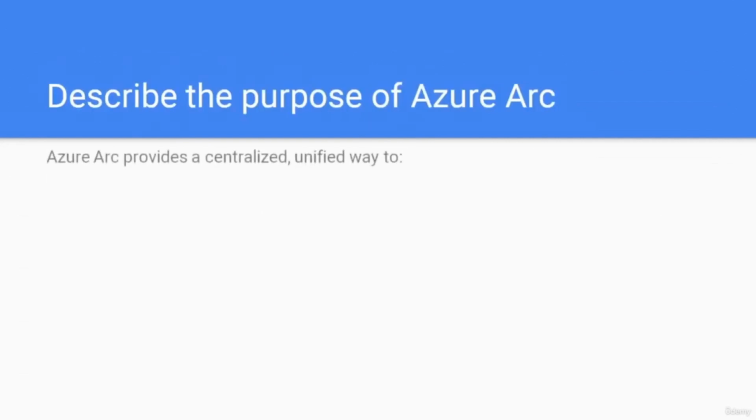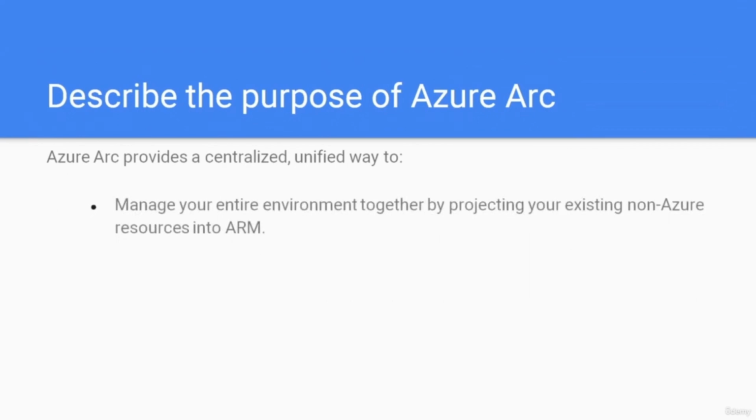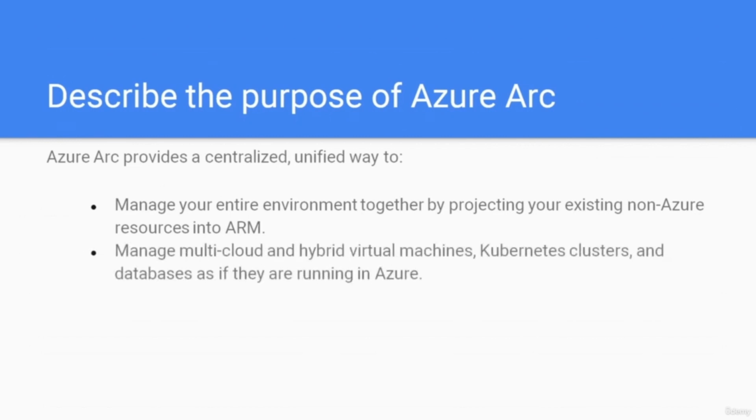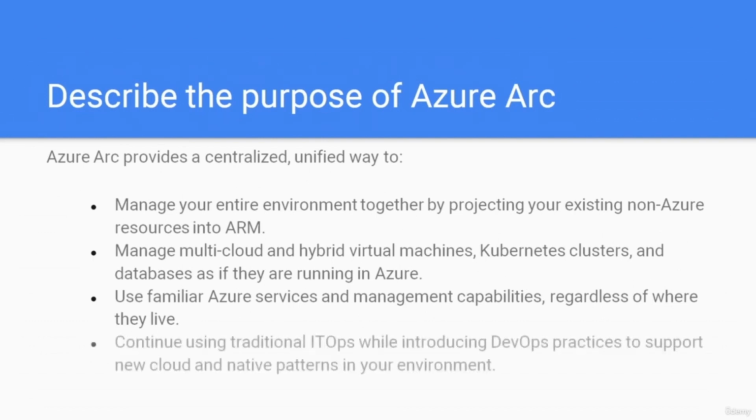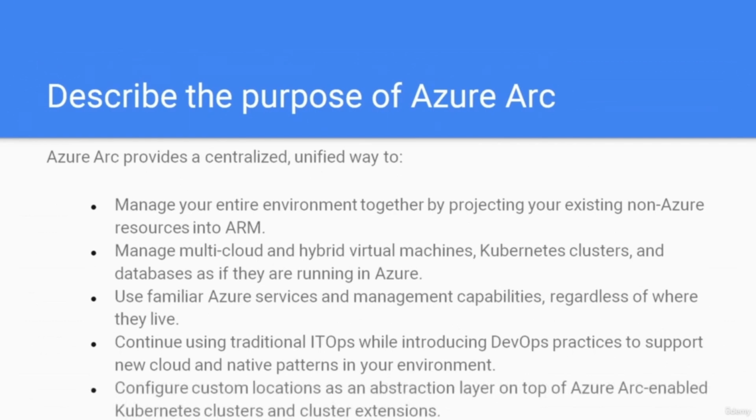So Azure Arc provides a centralized, unified way to manage your entire environment together by projecting your existing non-Azure resources into ARM, managing multi-cloud and hybrid virtual machines, Kubernetes clusters, and databases as if they are running in Azure, using familiar Azure services and management capabilities regardless of where they live. Continue using traditional IT ops while introducing DevOps practices to support new cloud-native patterns in your environment. Configure custom locations as an abstraction layer on top of Azure Arc enabled Kubernetes clusters and cluster extensions.